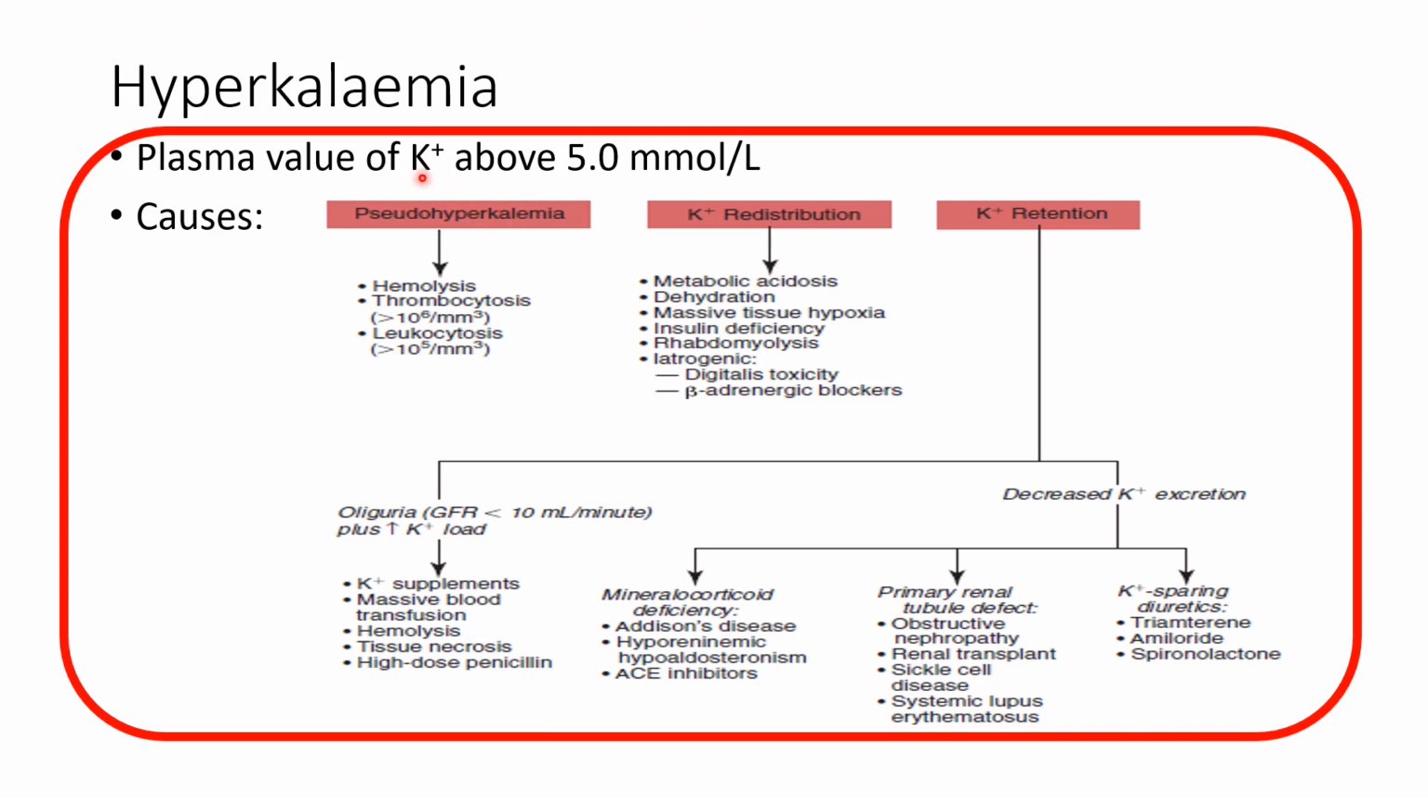Hyperkalemia can occur when there is a breakdown of red blood cells, breakdown of platelets, or breakdown of white blood cells, each of them releasing intracellular potassium into the ECF.